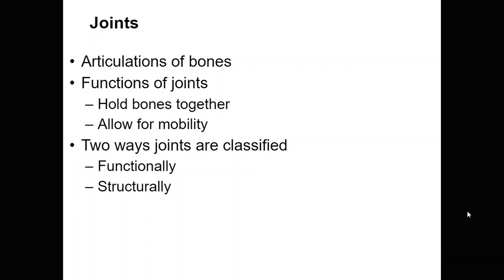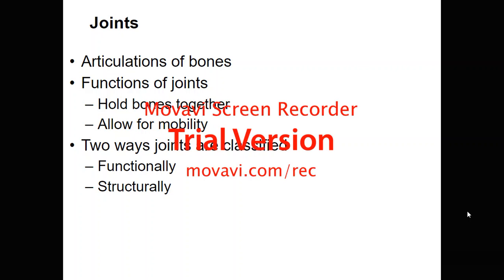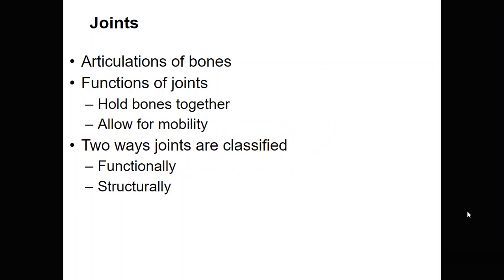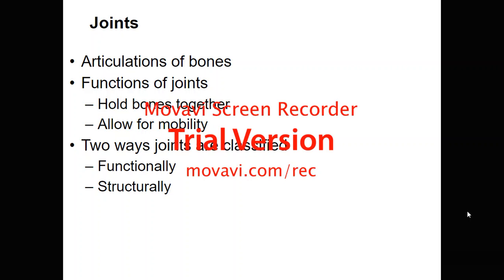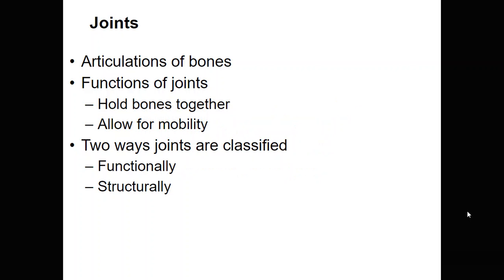So you have three different types of binding materials, and we're going to talk about each one of them in more detail. They are essentially fibrous joints, where the fibrous material, collagen, is going to bind the bones together. Cartilage joints, where cartilage is going to bind the joints together. And then you have synovial joints, and synovial joints are the only joints that have a cavity, okay? And they're going to be filled with synovial fluid.